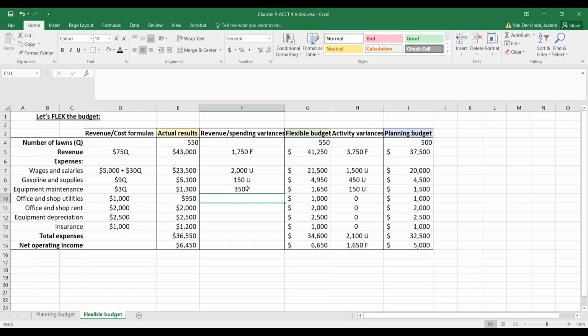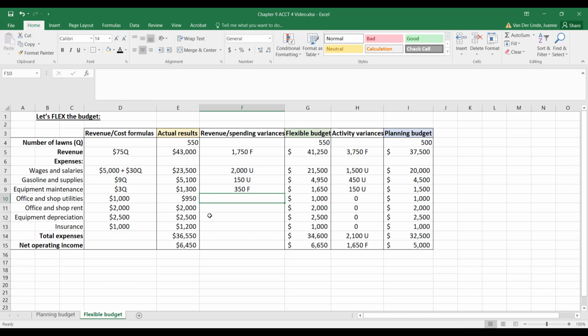This can be a result of various different things. Anytime you see any of these favorable or unfavorable spending variances, with the wages and salaries, maybe you had people stay on for more hours than you had anticipated. With gasoline and supplies, maybe there was some waste of supplies and you had to use some more. Equipment maintenance, maybe there was less maintenance required. Maybe things were in better running condition. Whatever it may be, there's various different explanations as to why these variances exist.